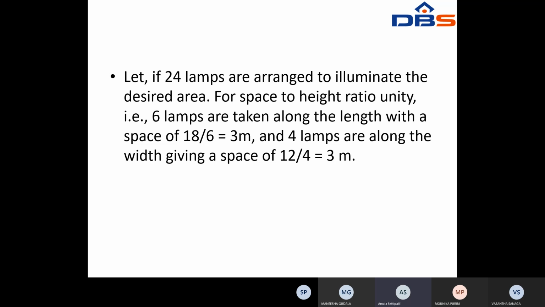Suppose 24 lamps are arranged to illuminate the desired area. For our given area, you have to assume 24 lamps will be arranged. For space to height ratio unity, 6 lamps are taken along the length with a space of 18 by 6. The length is 18 meters, breadth 12 meters. So 6 lamps are taken along the length with a space of 3 meters, and 4 lamps along the breadth with a space of 3 meters. This is only an assumption.